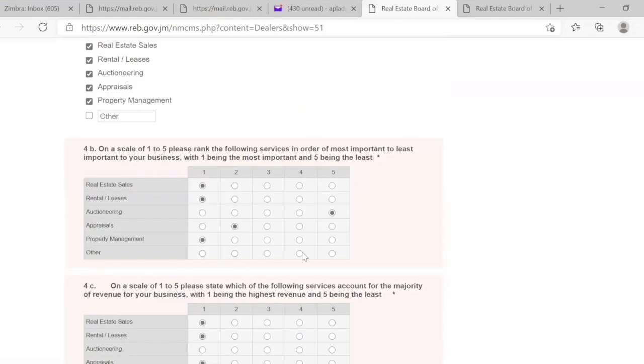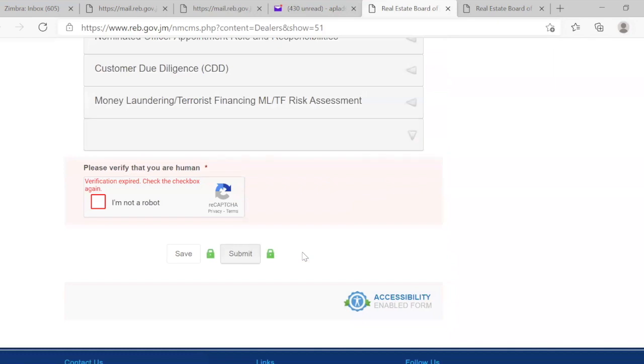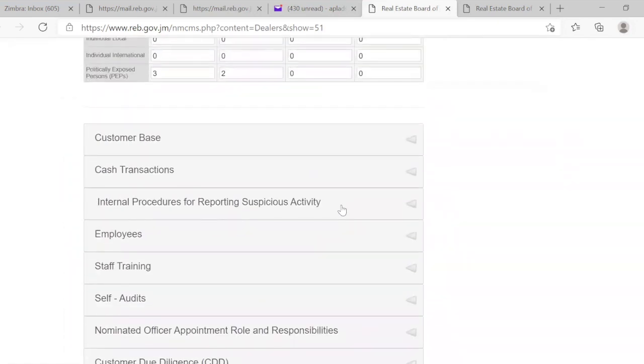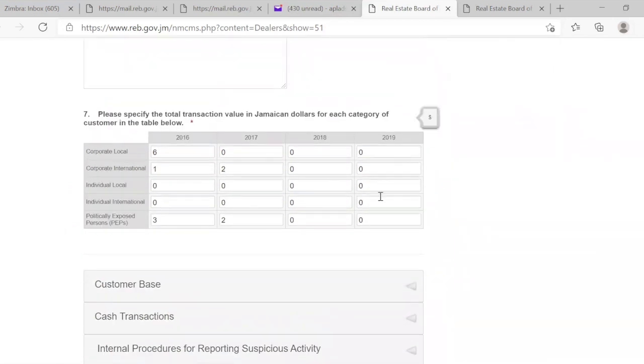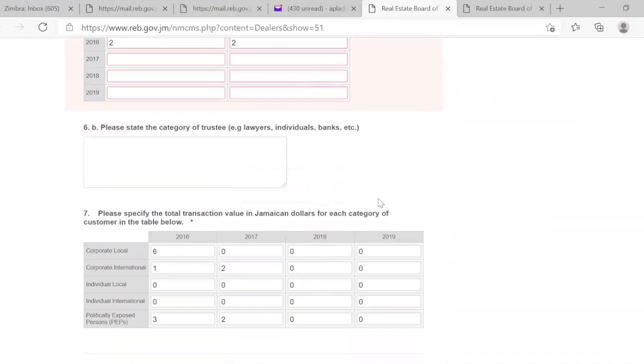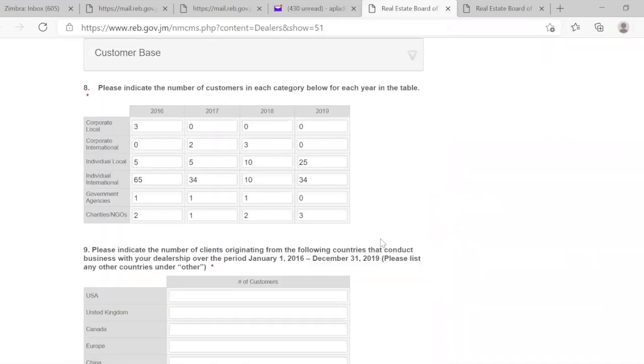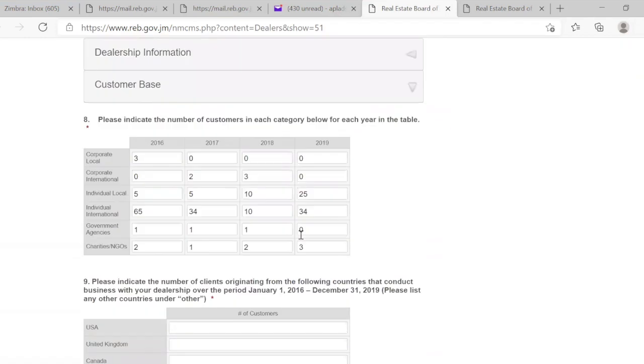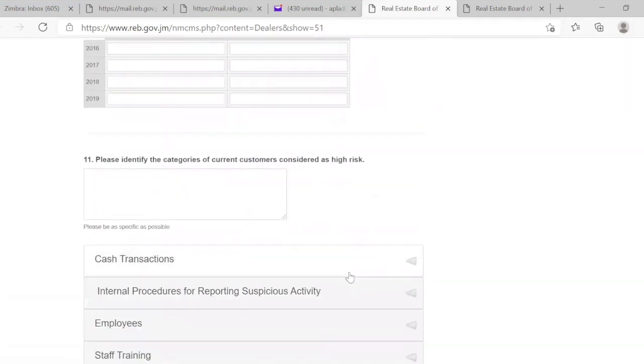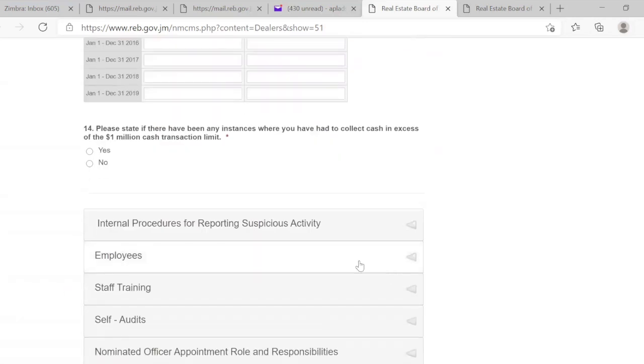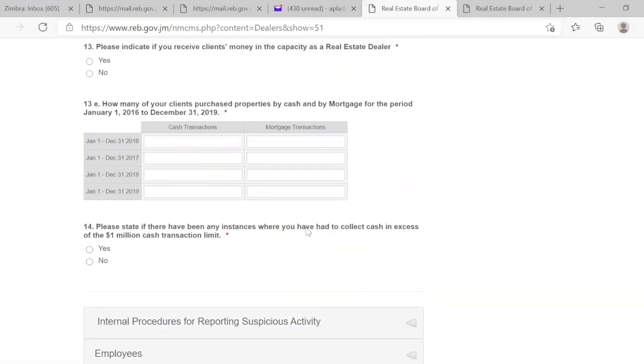So basically, in a nutshell, this is how you would have completed the risk assessment questionnaire. There are a lot of sections here. What I've just gone through is just one of the many sections. So once you have completed that one, then you can click on the arrow there and proceed to input the additional information until you have successfully completed this form. It is very important that all real estate dealers complete the risk assessment questionnaire. Where you fail to complete the questionnaire, you can run into some problem with the real estate board. So please ensure that you complete the risk assessment questionnaire.